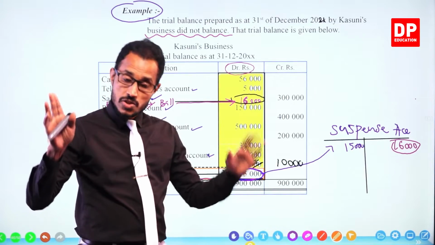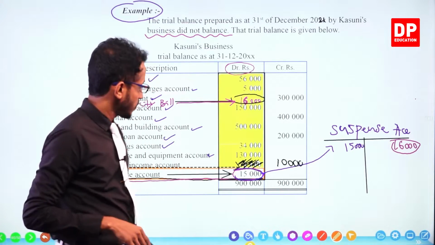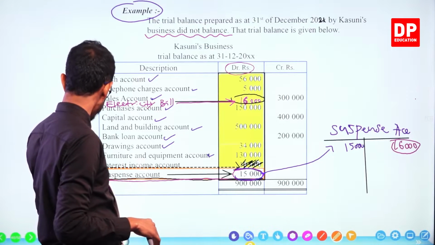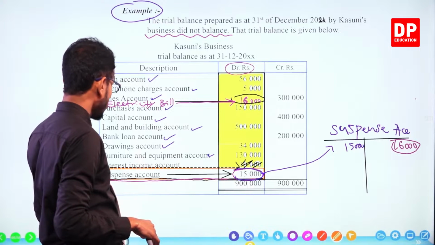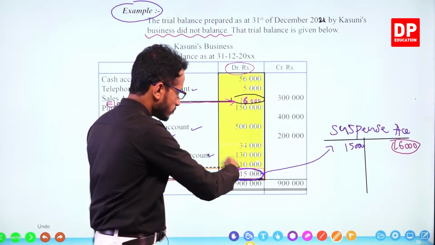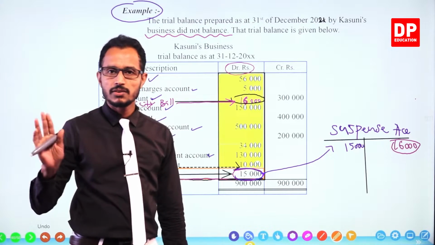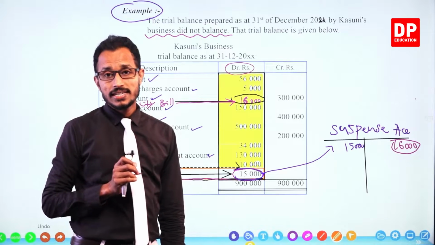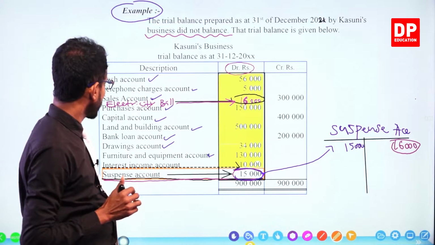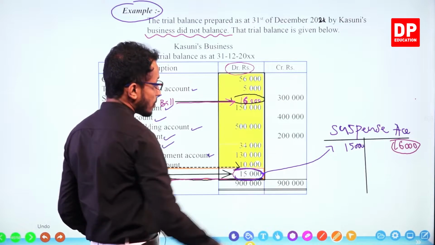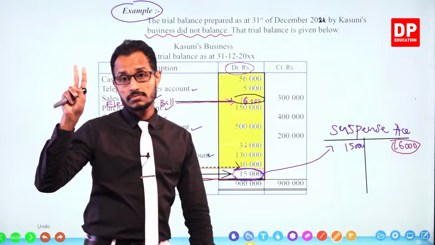No, no, you can't do that. You can't cut off, you can't erase, you can't use your correction fluids. You can't erase it off or cut it off or anything. Put a double entry to correct it. What is the double entry? Interest income account should be credited in the trial balance by 20,000.